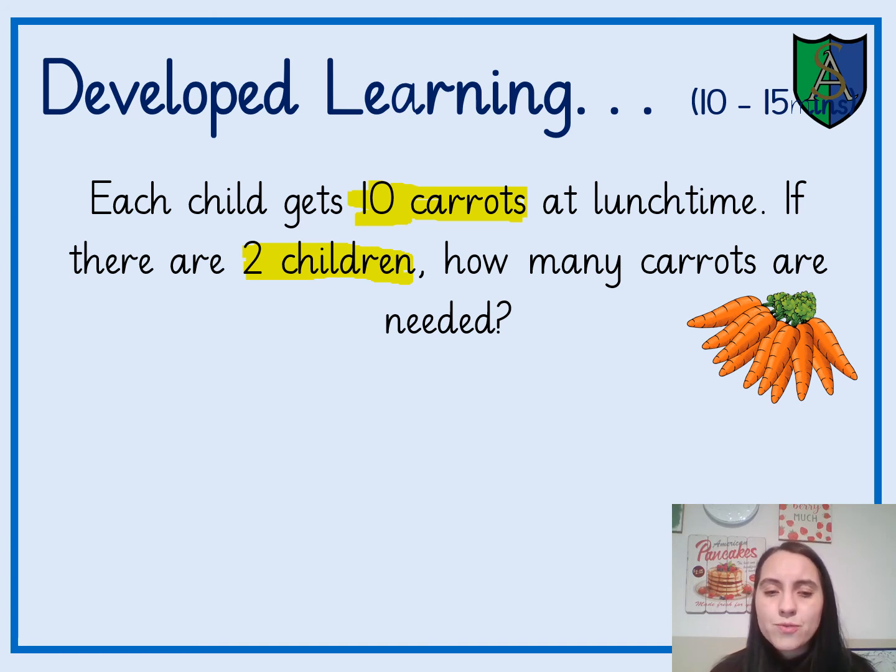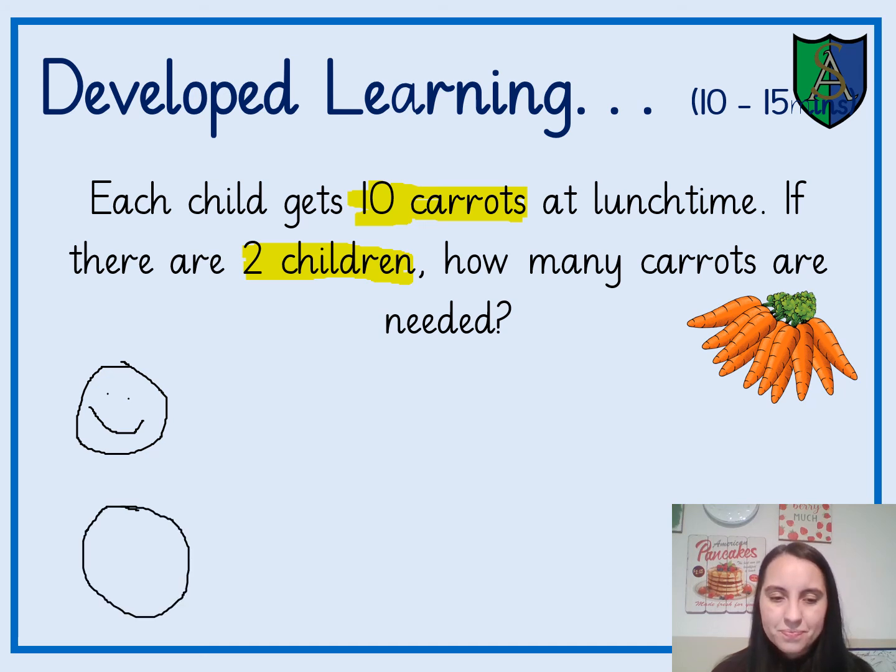So the way that I'm going to represent it this time is I'm again going to draw a picture. I'm going to draw a picture of one child. There they are. I'll even give them a smiley face. One child and 2 children. Because in my problem, that key piece of information said that there were 2 children. Okay, so here are my 2 children.